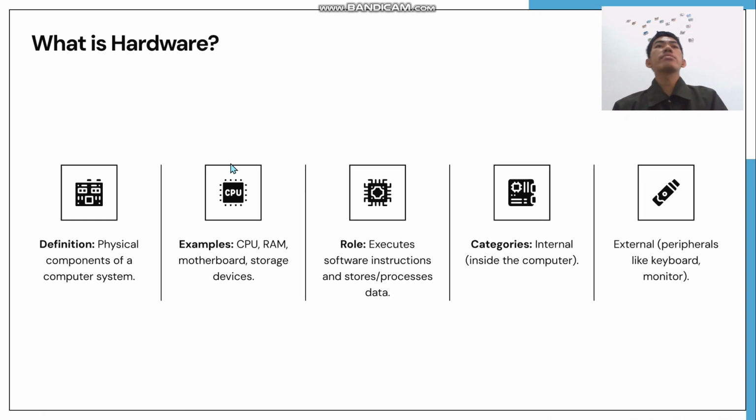The next is, what is hardware? By definition itself, it is the physical components of a computer system. For example, CPU, RAM, motherboard, and storage devices. Its role is to execute software instructions and to store and process data. In category, internal is inside the computer, and external is peripheral, like keyboard, monitor, and so on.